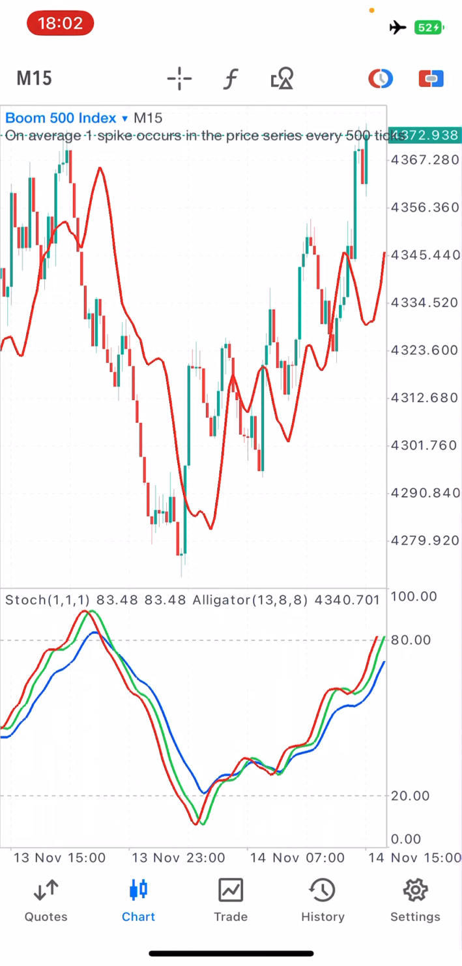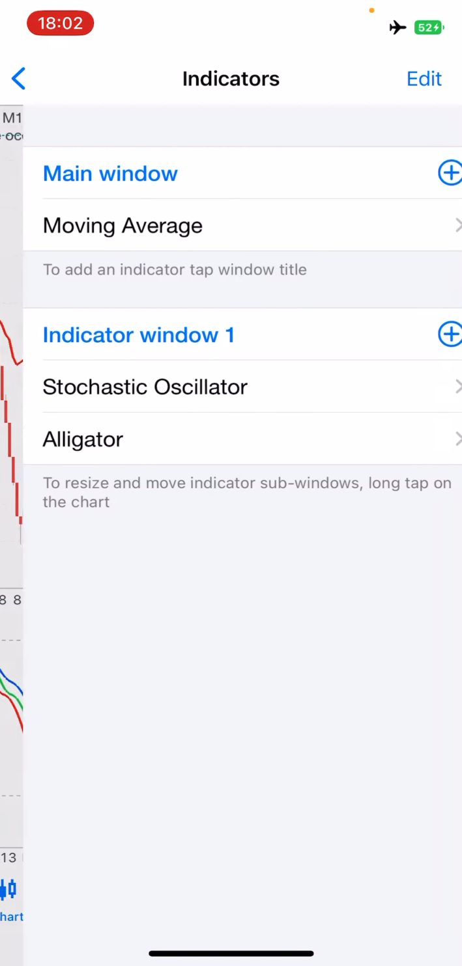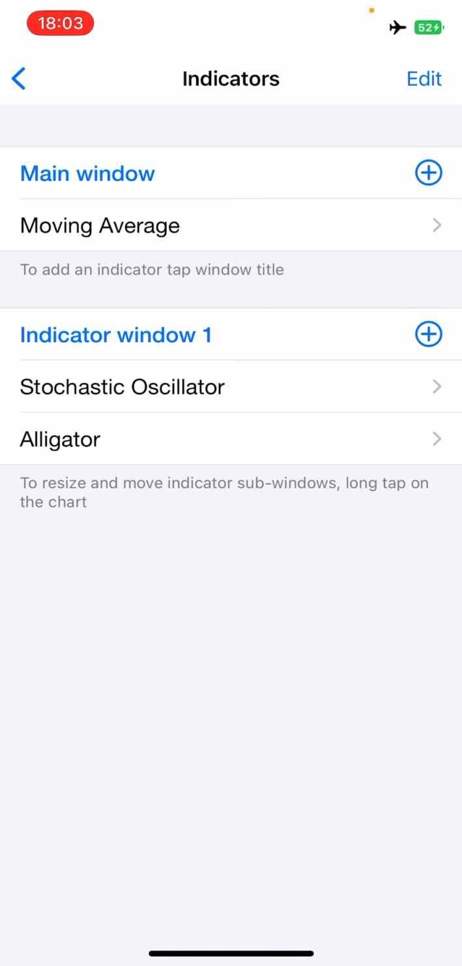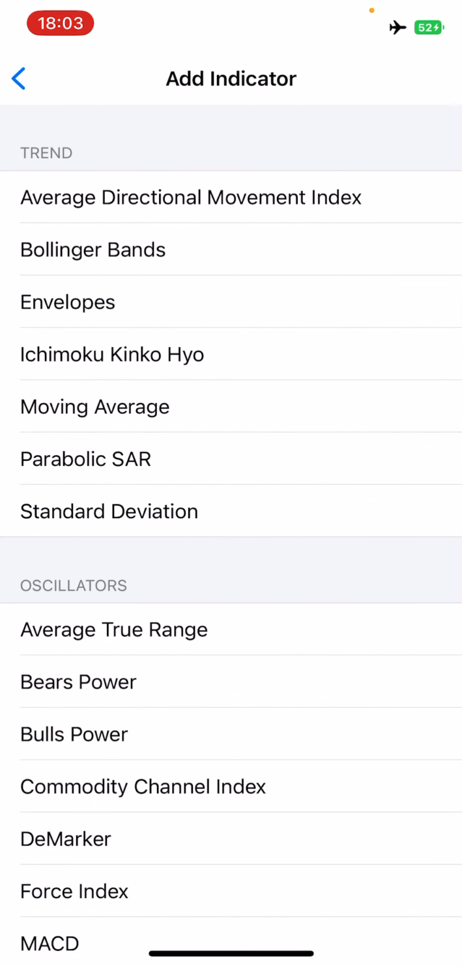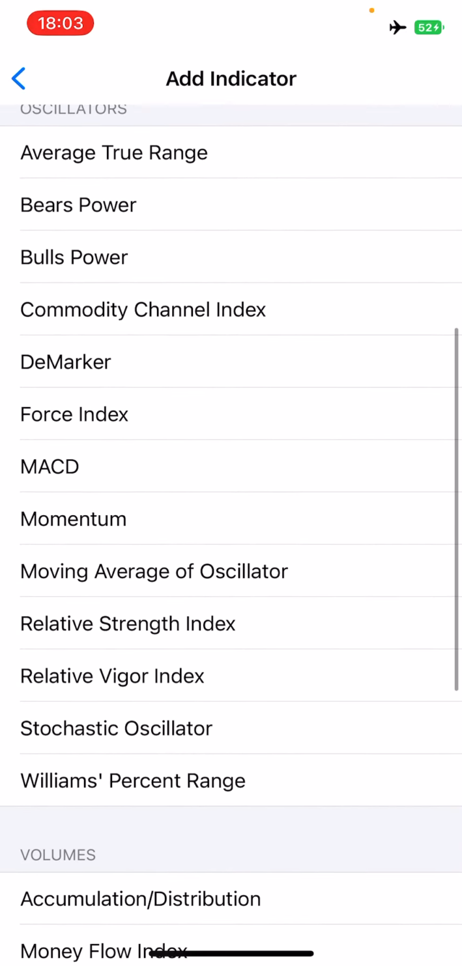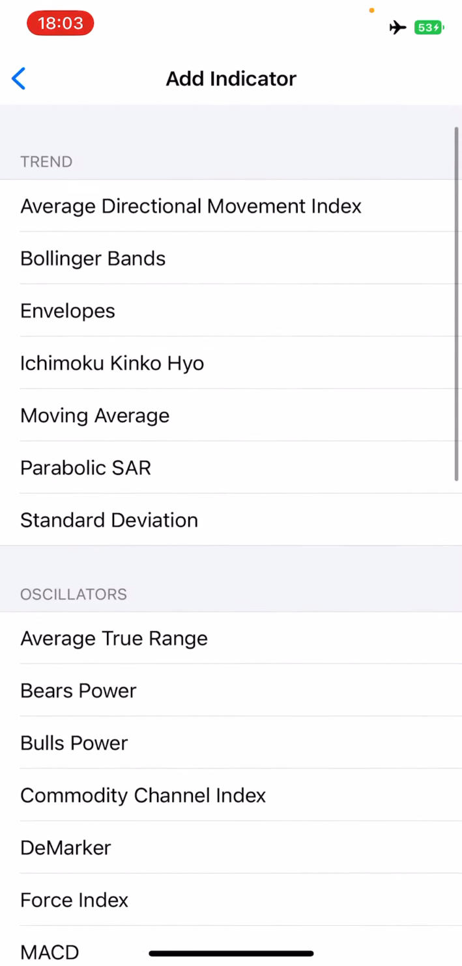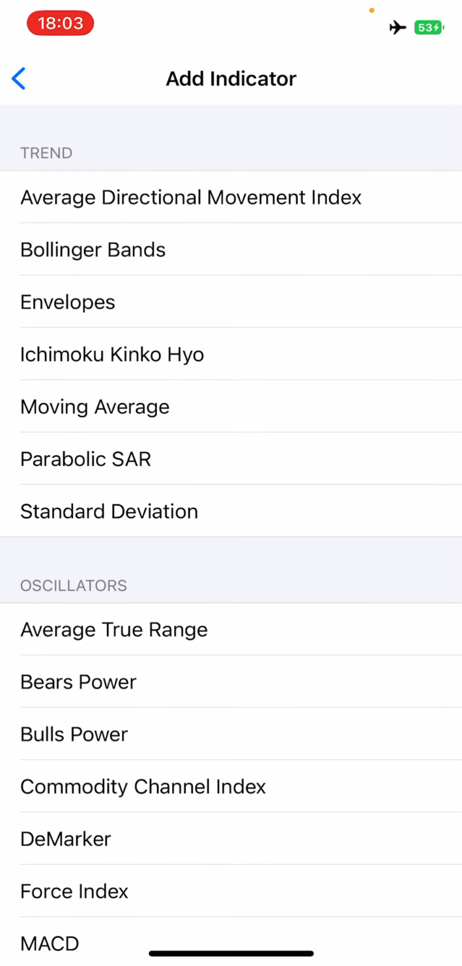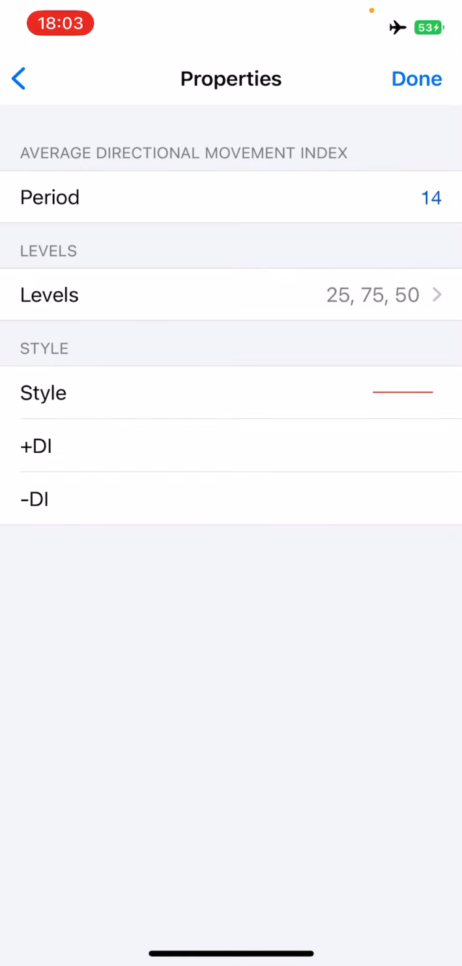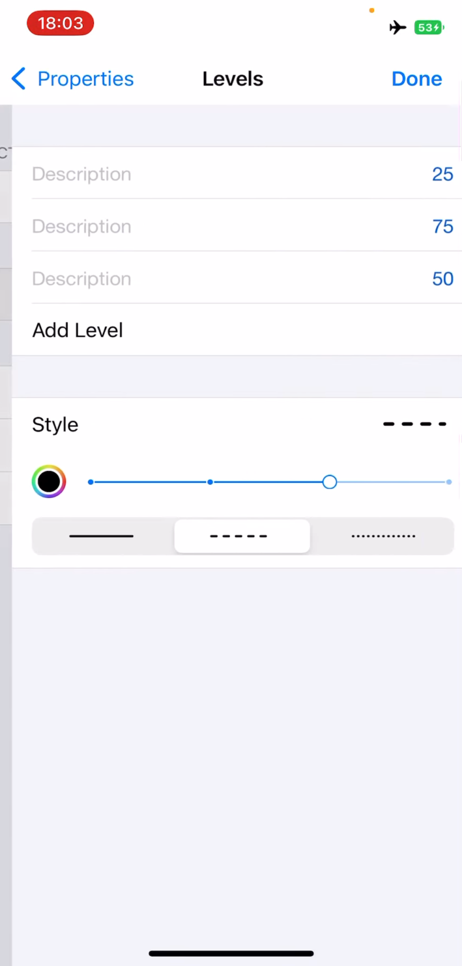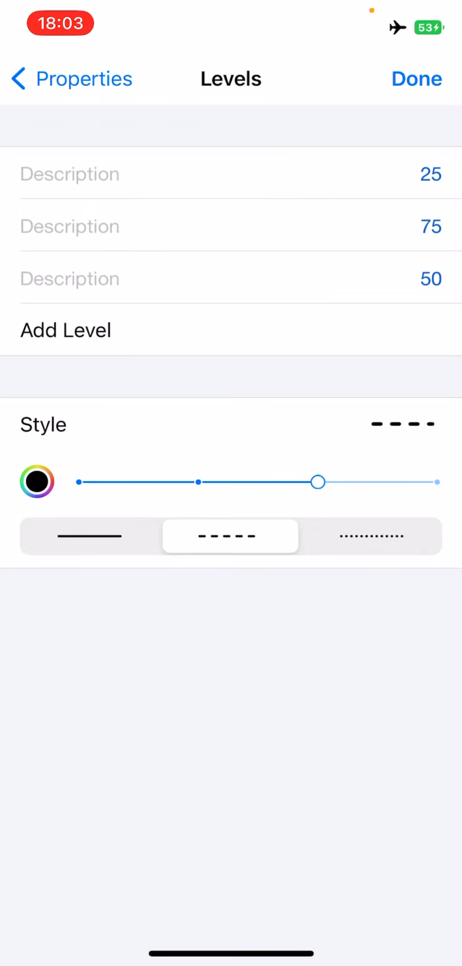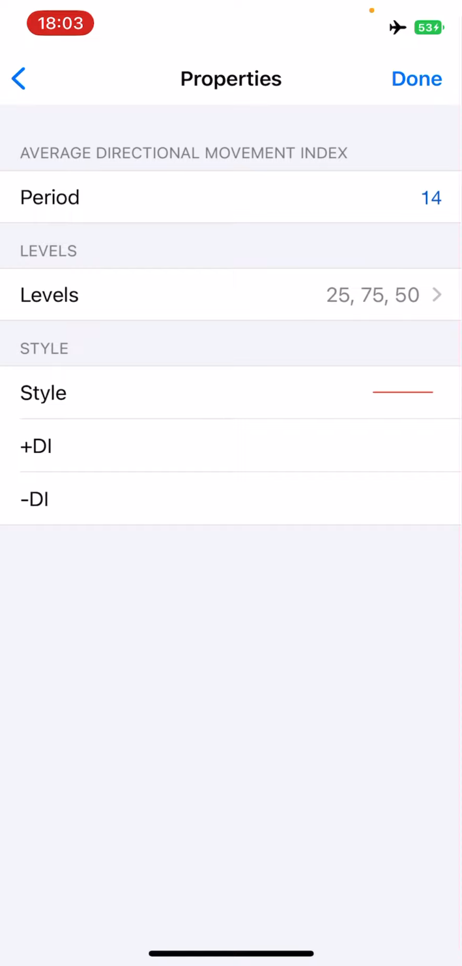Okay, last but not least, we want to install our indicator window 2. So again, I'm going to go back to indicators, but this time I'm going to click where it says main window and look for the final indicator that we want to install, which is the average directional movement index, which is the first indicator right there, and it's going to have the following properties. So we're going to have a period of 14, and we're going to have the following levels: level 25, level 75, level 50.